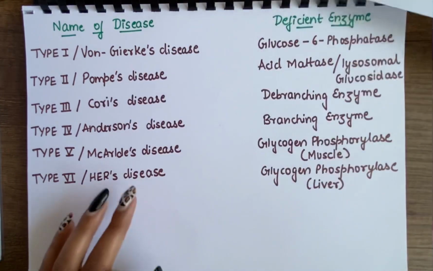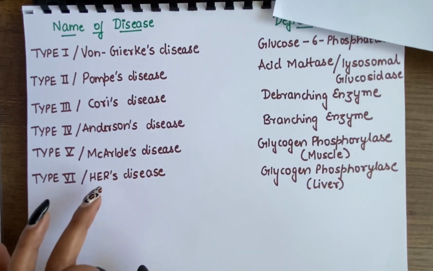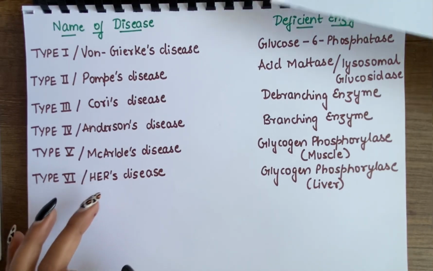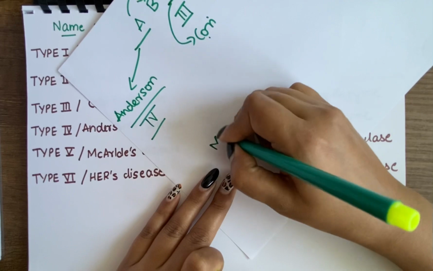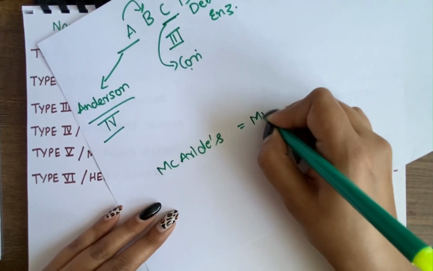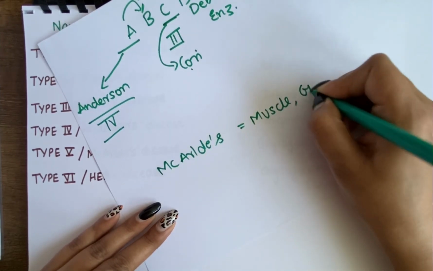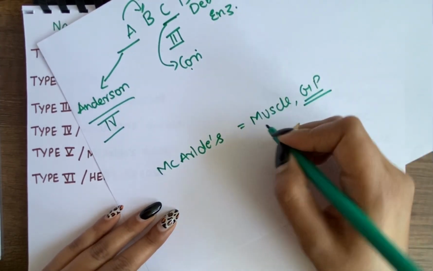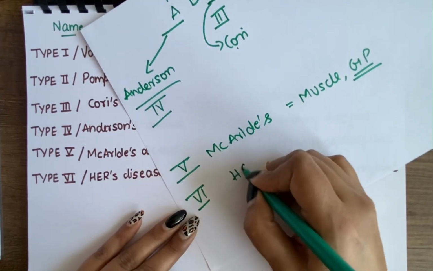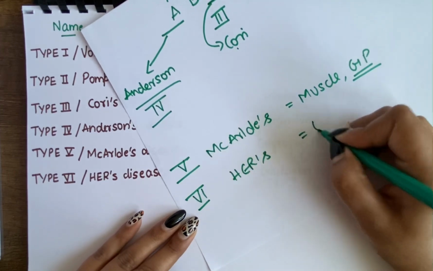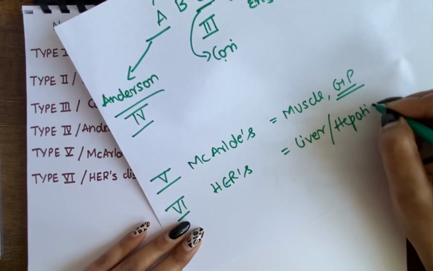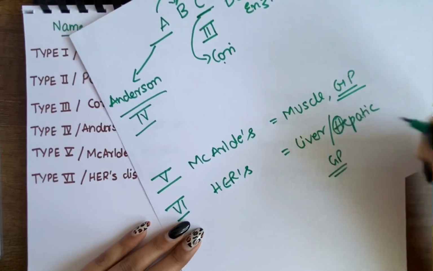Now, how will we remember McArdle's and Hers disease? Because both are caused due to deficiency of glycogen phosphorylase. So, M for McArdle's disease and M for muscle. So, if there is deficiency of glycogen phosphorylase in muscle, it will be McArdle's disease, which is type 5. Type 6 is Hers, which is due to deficiency of glycogen phosphorylase in liver. Liver can also be known as hepatic. So H for hepatic, H for Hers.